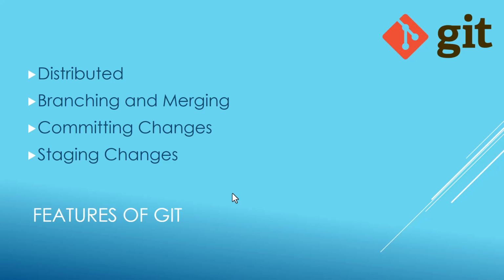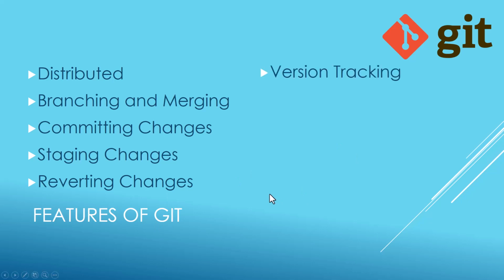Also, Git allows developers to stage changes before committing them. This allows developers to review their changes and ensure that only the necessary changes are committed. This feature is very important in software development since you can revert your changes if something goes wrong. So Git allows developers to revert changes made to the code base. This can be useful if a mistake was made or if a change needs to be rolled back.